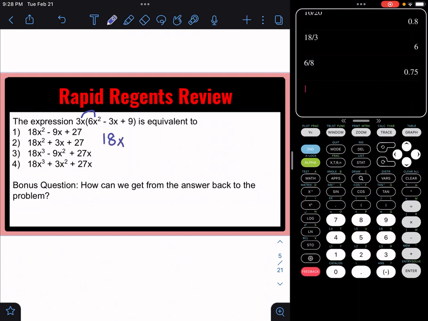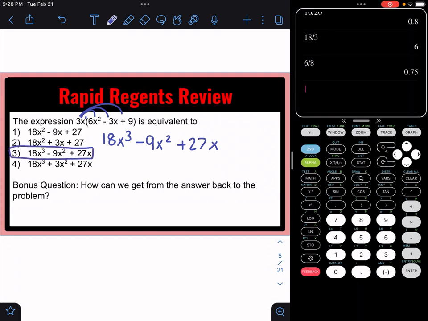Then we'll have x. 1 plus 2 is 3. Then 3x times negative 3x is negative 9x squared. And then 3x times 9, 3 times 9 is 27. And then just leave the x. So our answer would be choice 3.